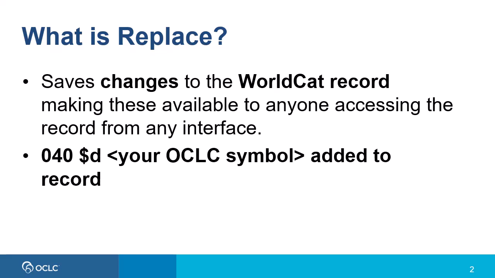Replace is an action you take when you are finished editing a record that saves your changes to the WorldCat record. When you replace a record, your OCLC symbol is automatically added to a subfield D in field 040. So while you are encouraged to edit and replace records to enhance the quality of the WorldCat record, benefiting anyone accessing the record, you also bear some responsibility for making these changes.